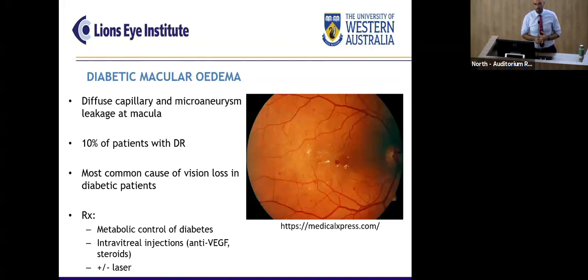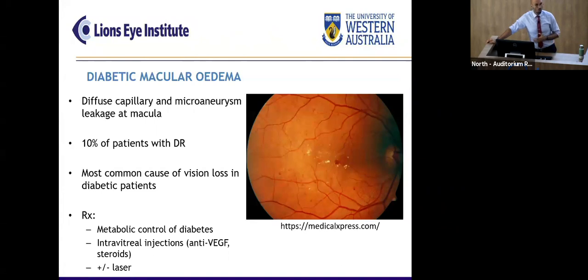Yep. So this is a moderate non-proliferative. There's little dot microaneurysms you can see around the place. Definitely there's some hard exudate, but there actually aren't many big hemorrhages. What you're seeing more there is microaneurysms. So this is moderate non-proliferative plus diabetic macular edema. 10% of patients with diabetic retinopathy will get diabetic macular edema. And as I said, it's the most common cause of vision loss.